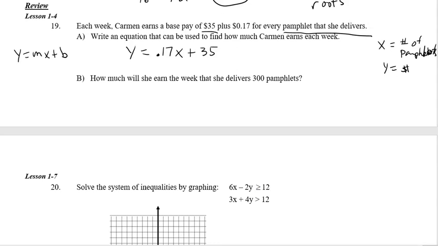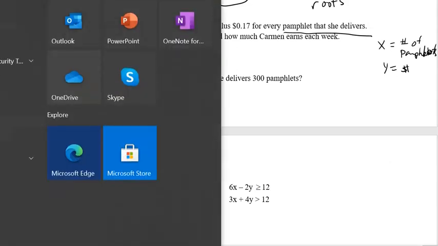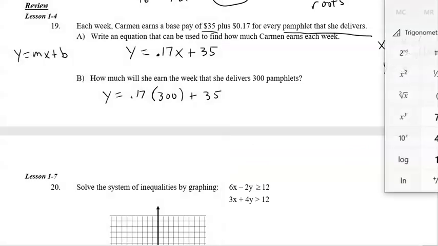And then part B, how much is she going to earn if she delivers 300? Easy enough. Take the equation that you came up with in part A, and x represents pamphlets, so replace x with 300. Just go to your calculator, and 300 times 0.17, I think, is 51. Let me verify that.